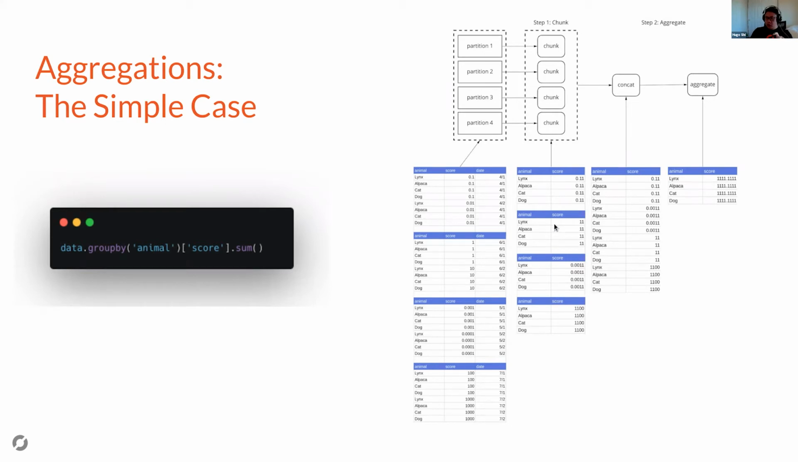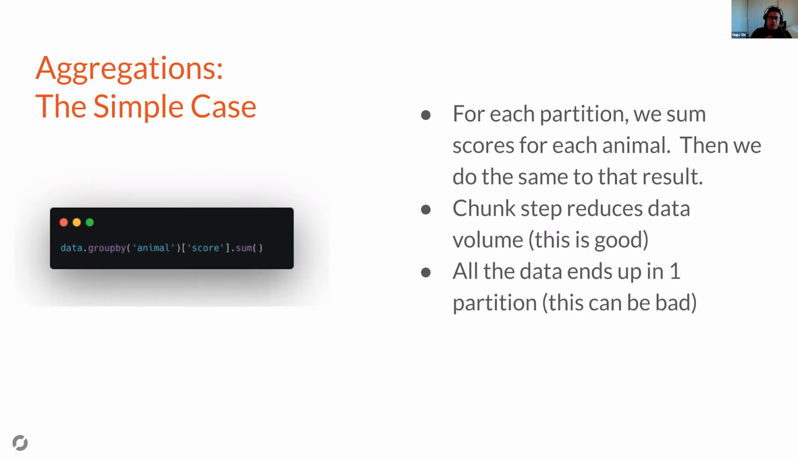Then those 4 data frames are concatenated into one big data frame, and then we run that operation again, grouping by animals and summing the score, and then we end up with the result. So this is a simple case where we are only using 2 stages, the chunk step and the aggregate step. There's no combining here. And let's talk about some of the implications of this.